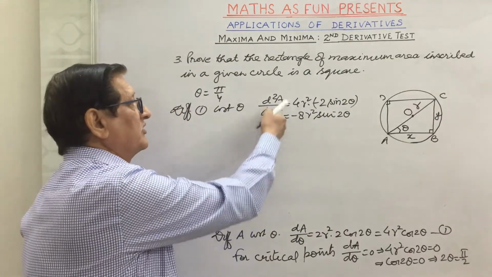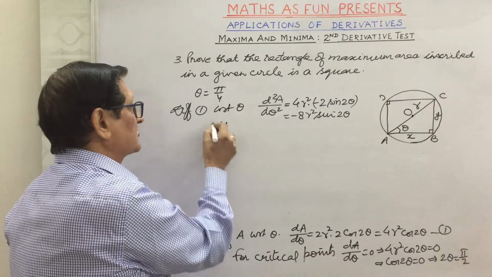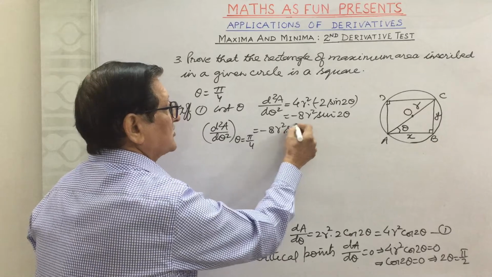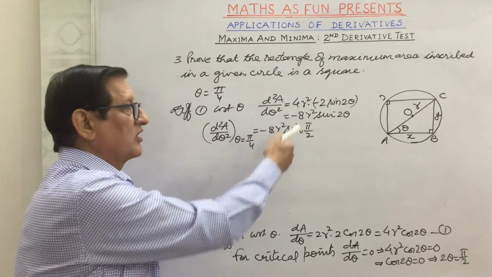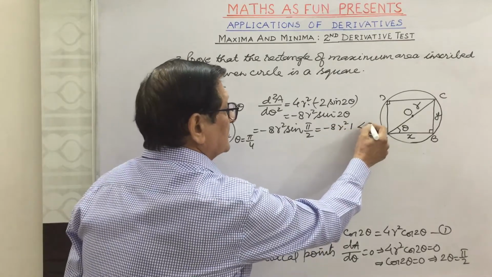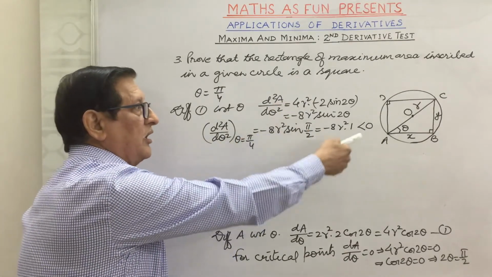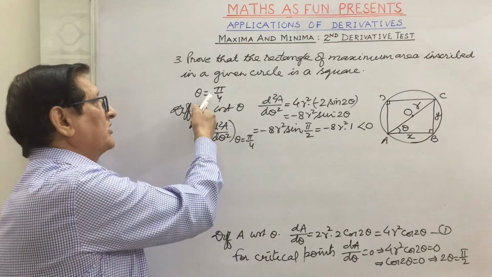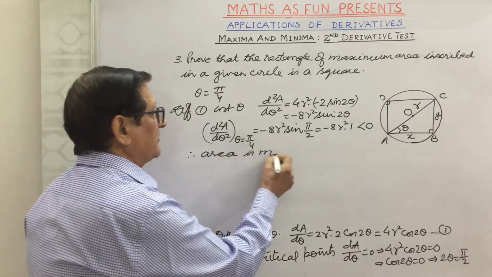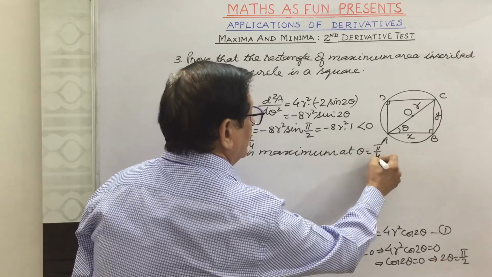Let us find out the value of d2A by d theta square at theta equal to pi by 4. So we find d2A by d theta square at theta equal to pi by 4 is minus 8r square sin of pi by 2. We know sin pi by 2 is 1. So this will be minus 8r square into 1, which is less than 0. This is negative. And if second derivative is negative, it means area of the rectangle is maximum when theta is pi by 4. So we write therefore area is maximum at theta equal to pi by 4.